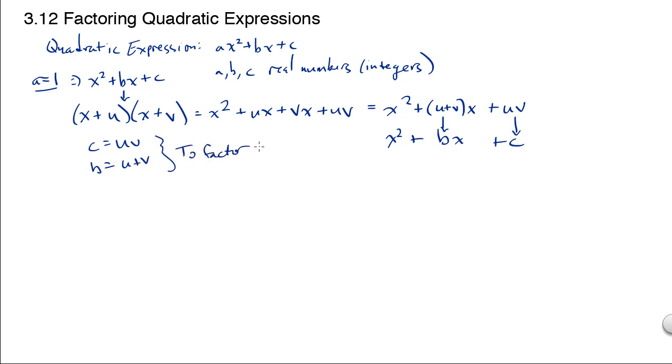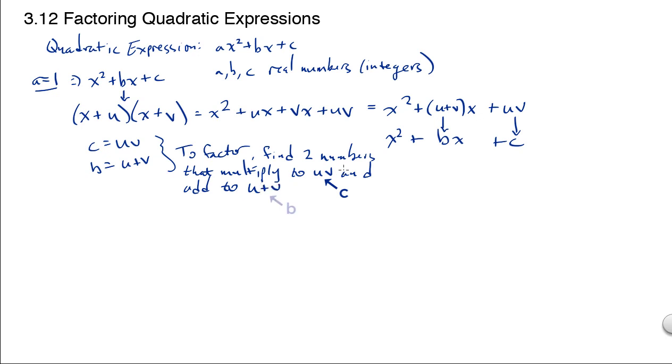So to factor, find two numbers whose product is uv and that add to u plus v. Now the u and v may be opposite signs or the same sign, and that will affect what the sign is of b, and it will also affect whether that addition, u plus v, is technically a subtraction or not. We'll see that in a second. Okay, so let's look at an example, just to keep it simple.